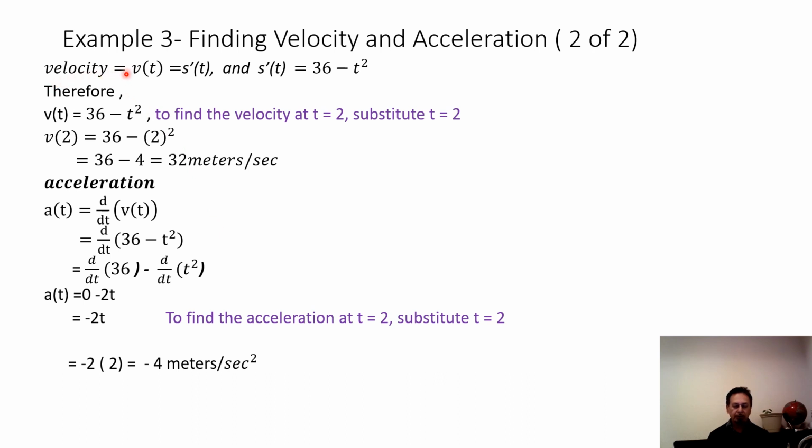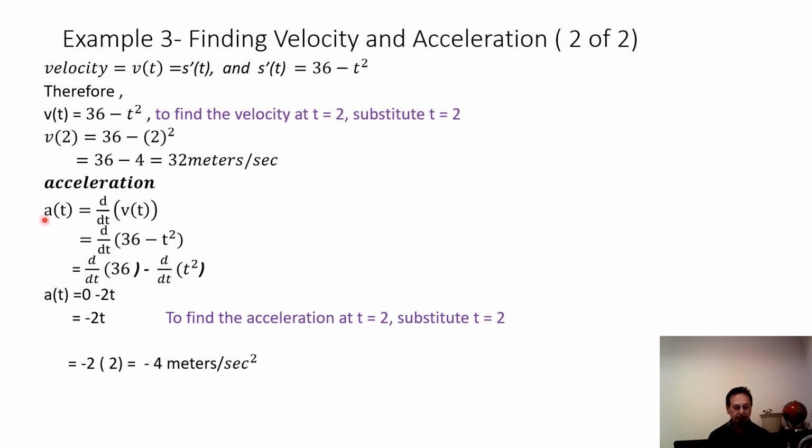Okay, the velocity v(t) is s'(t), and s'(t) we found to be 36 - t², so therefore velocity at t is equal to 36 - t². Now to find the velocity at t equals 2, we substitute t equal to 2. So this becomes v(2) = 36 - 2². And 2² is 4, so 36 - 4 is 32 meters per second.